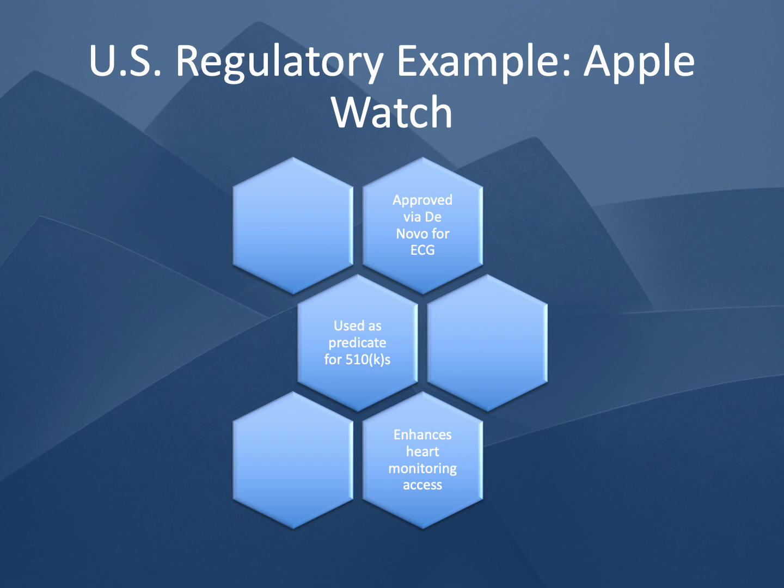Regulatory example: Apple Watch Series 4. Its ECG feature, a novel Class II device, was approved via de novo, establishing a new classification. Subsequent Apple Watch versions used it as a predicate for 510(k) clearances, introducing features like irregular rhythm notifications. Outcomes include accessible heart monitoring and compliance. Ethical considerations include accurate health data and user privacy. This example aligns with course objectives by demonstrating de novo and 510(k) pathways for digital health, fostering innovation.